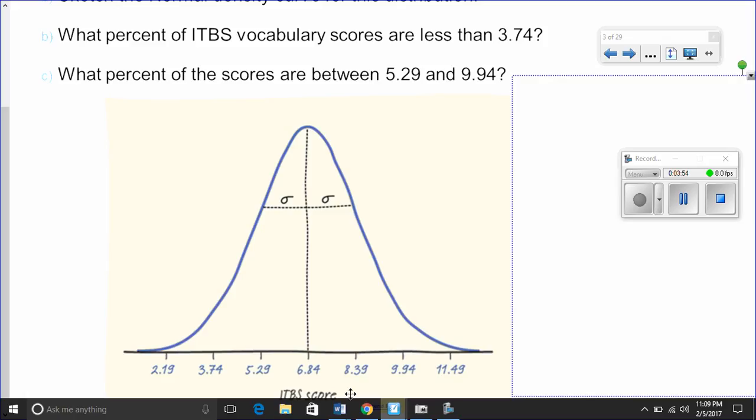So look at the first example, the first question after we've sketched. It says, what percent of ITBS vocab scores are less than 3.74? Anytime you're asked for a percentage, you're looking for the area under the curve. So the best thing to do is to draw a sketch of this and shade in the area that we're looking for. So it looks something like this.